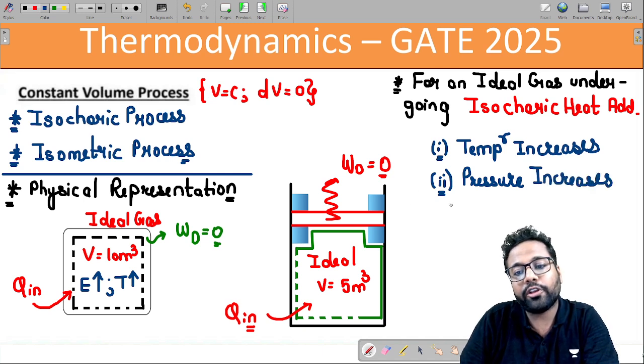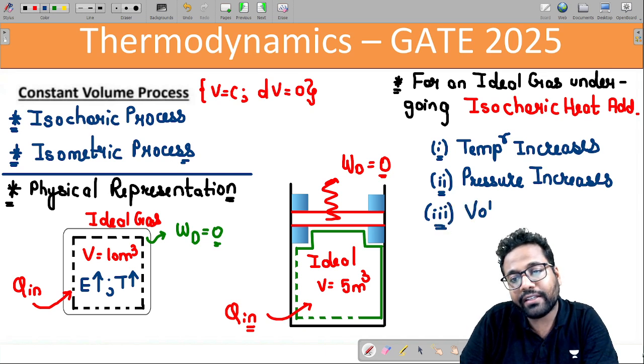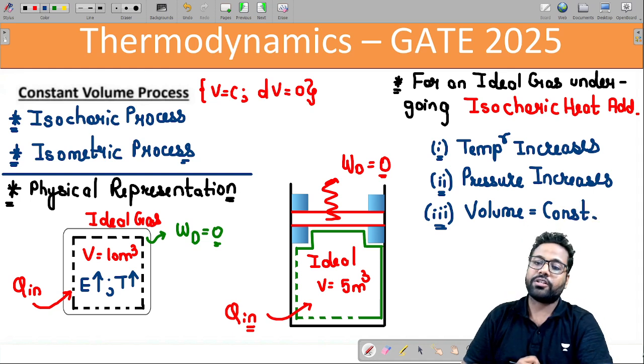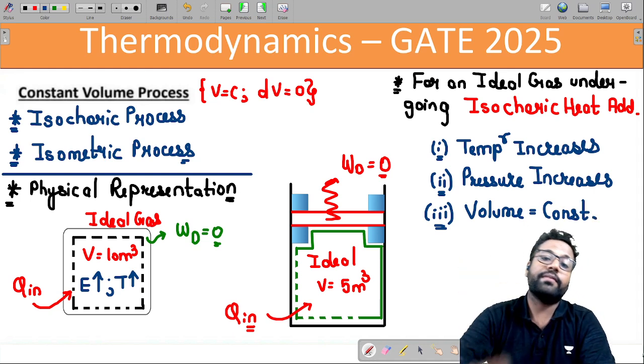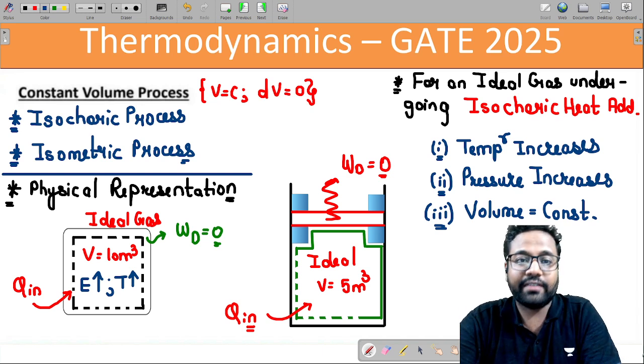When the volume remains constant. So this is a very important conclusion. For an ideal gas undergoing an isochoric heat addition process, the temperature of the ideal gas increases, the pressure of the ideal gas increases, and the volume remains constant. Bacha log, is this clear? Is this clear? तो ये आप लोगों को याद रखना है.